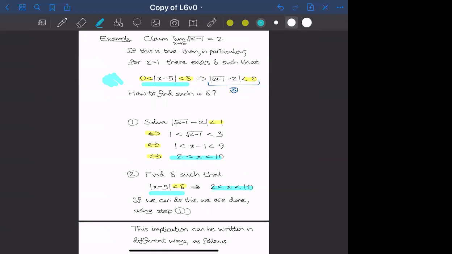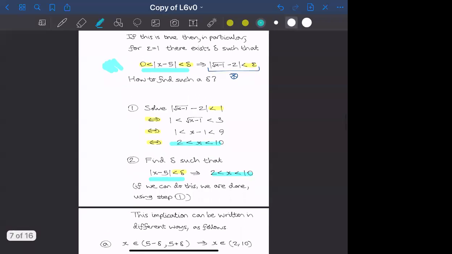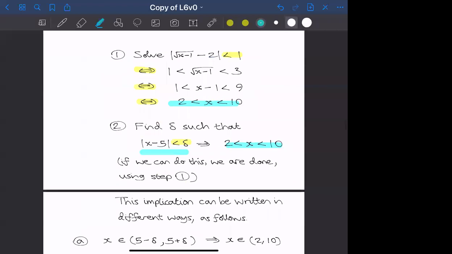Now let's rewrite what I said was step 2 a little. So this is rewriting A, just a label for the rewrite. So we said that the distance of x from 5 is less than delta. That's the same thing as x being in the interval 5 minus delta to 5 plus delta. And x being between 2 and 10 is the same as x being in the interval 2 to 10.